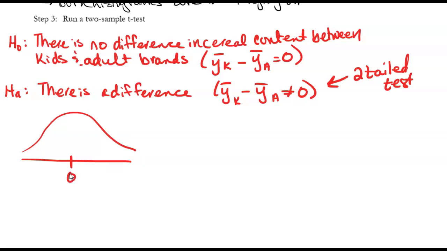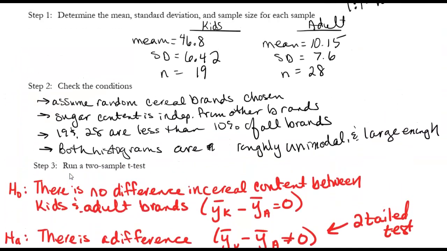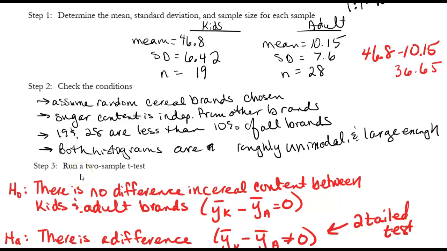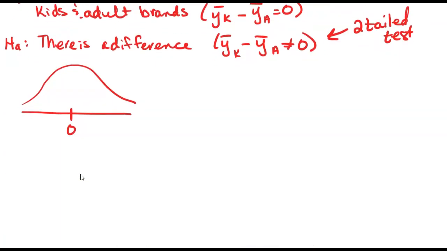Now we need to actually find the difference between these two. So we need to do 46.8 minus 10.14, or 15, sorry. So 36.65. I don't even have to run a test. I know that that's super far away, but we're going to do it anyways. And remember, it's two-tailed, so we're going to do this, okay?